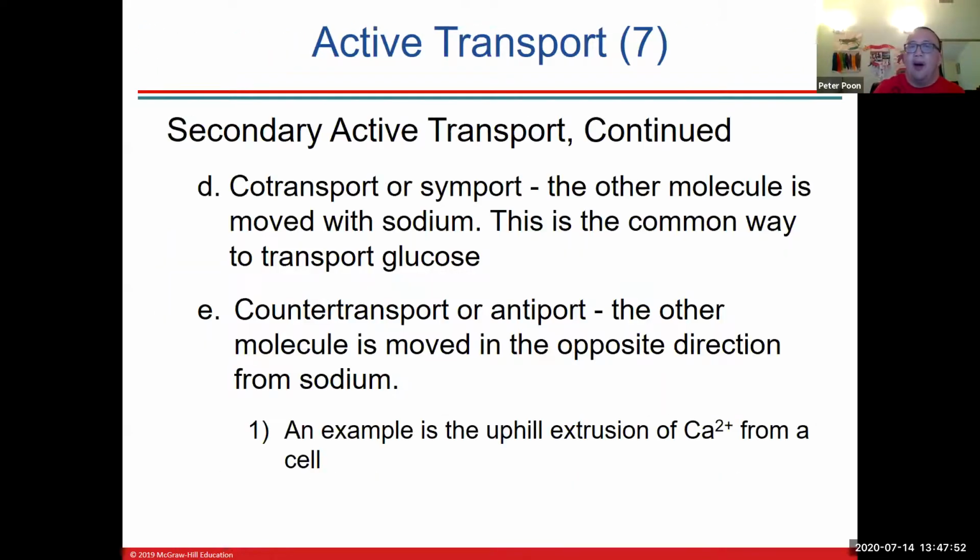I can also counterport it, where I move something in the opposite direction. So one sodium comes in that wants to come in, and in response to that, I pump out a calcium.